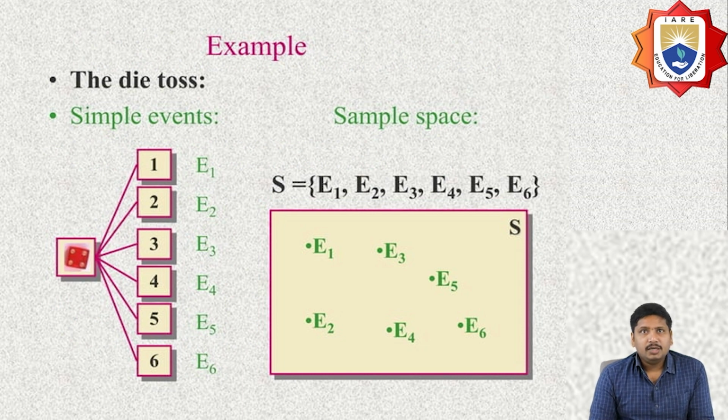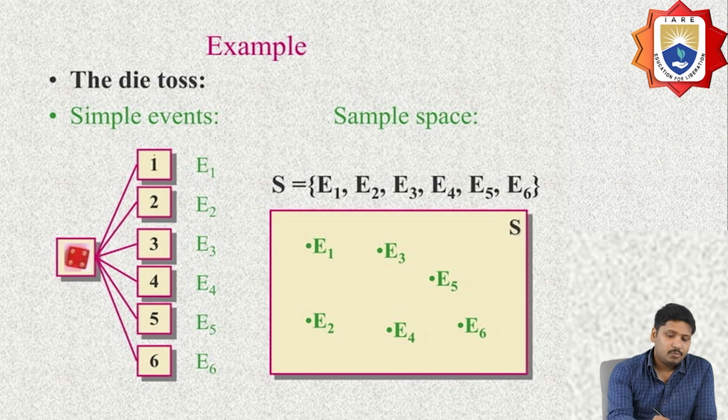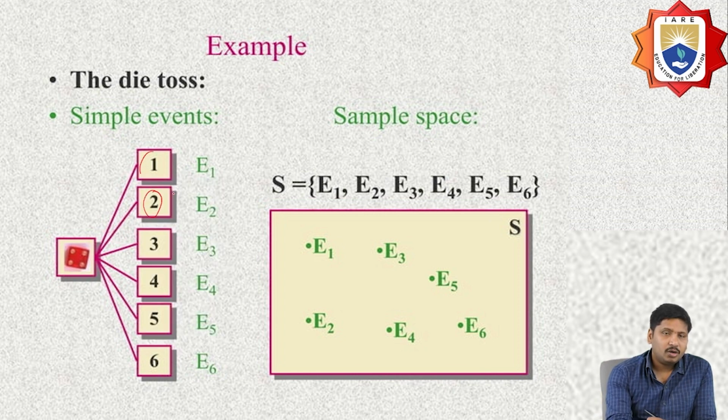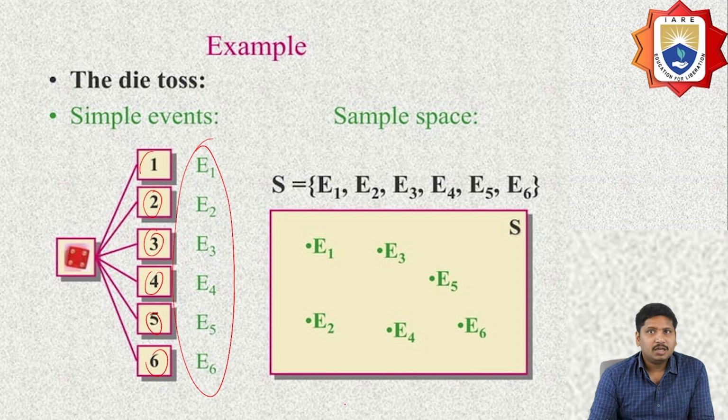And next one, die toss. So here, if I'm going to roll a die, what are the possible outcomes? The outcome of getting 1 should be event 1. And the outcome of getting 2 should be event 2. Then 3, 4, 5, 6. These are the events I'm going to consider.